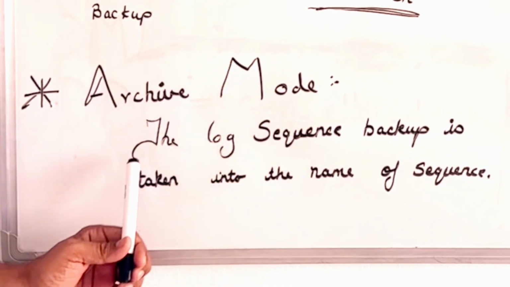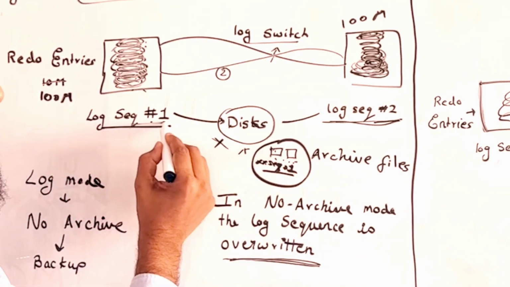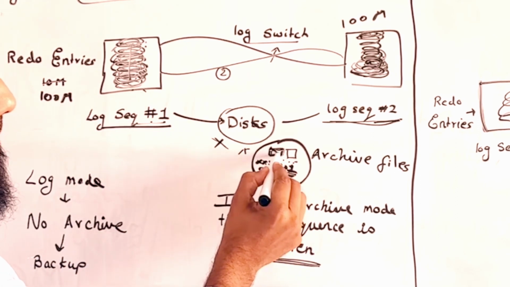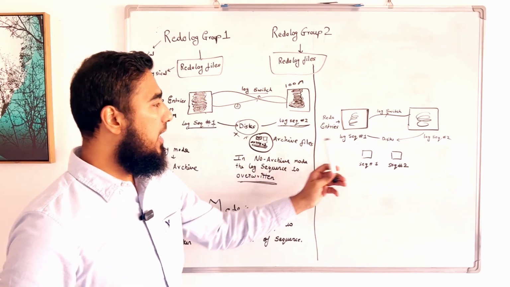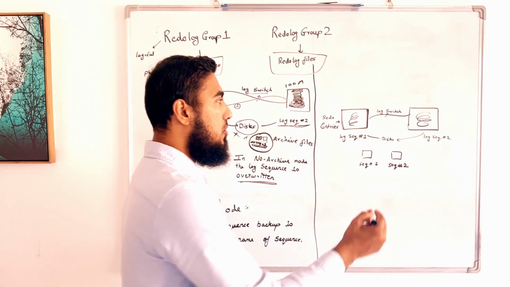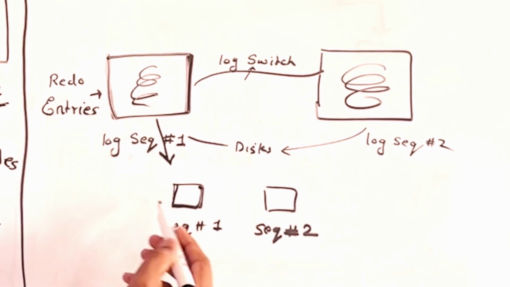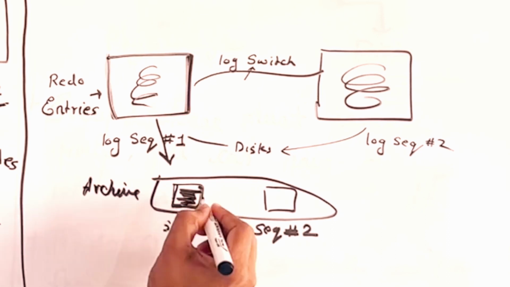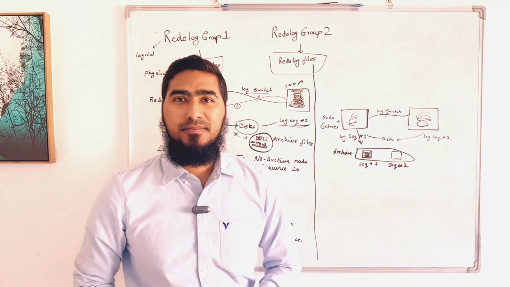What is archive mode? The log sequence backup is taken into the name of sequence, the thing which we looked at. The log sequence backup is taken into a name of log sequence in a file. Actually, this was a diagram of log switch and this was the diagram of archive files. But I have already explained you over here, the same is over here. So once the log switch happens, the writer will write onto a log sequence which is the archive files. These are archive files on the disk. It would be written. So as we have already seen over here, the same is explained over here.